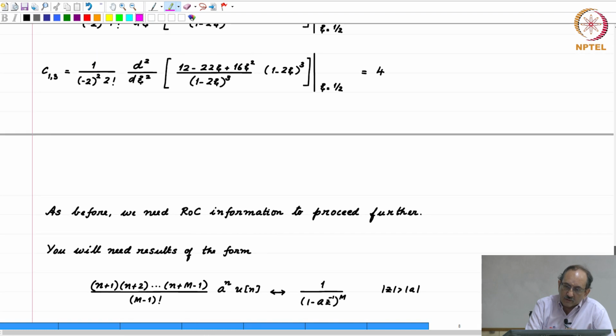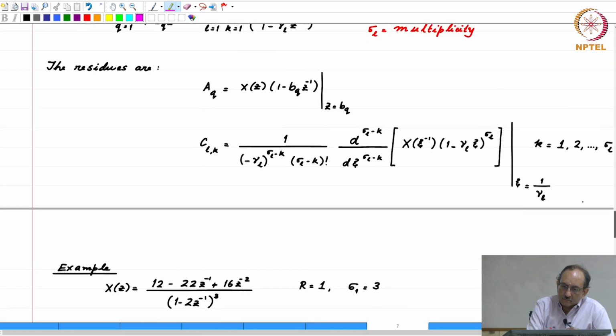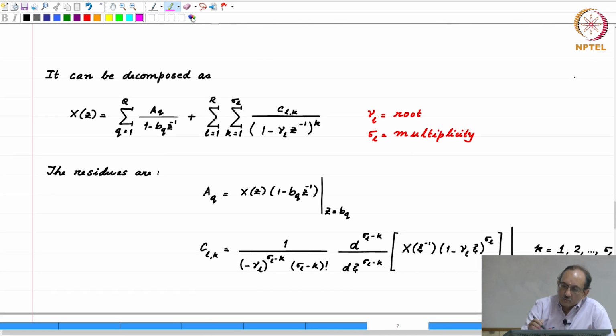If you look at this expansion here, you have found out the residues and k itself will go from 1 to sigma L. Therefore, for the first term you will have k equal to 1. So, it is of the form 1 by (1 minus A Z inverse) power 1, then 1 by (1 minus A Z inverse) power 2 and so on. So, you need to know the inverse Z transform of 1 by (1 minus A Z inverse) power m in general.